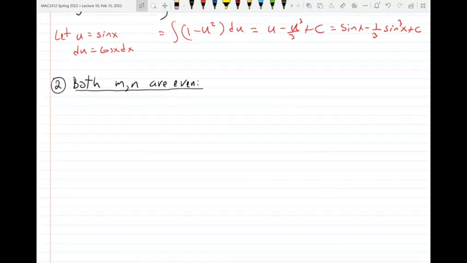Okay, so there are 2 cases here to understand. Because remember, even could mean that one of them is 0. Let's say m is 0. So sine is not there, but the cosine is to an even power, not an odd power like we had before. So let's see what happens. What do we do when one of them is 0, and then what do we do when both of them are different than 0? Because if both are 0, then there's no integral to calculate, right? It's just the integral of 1.